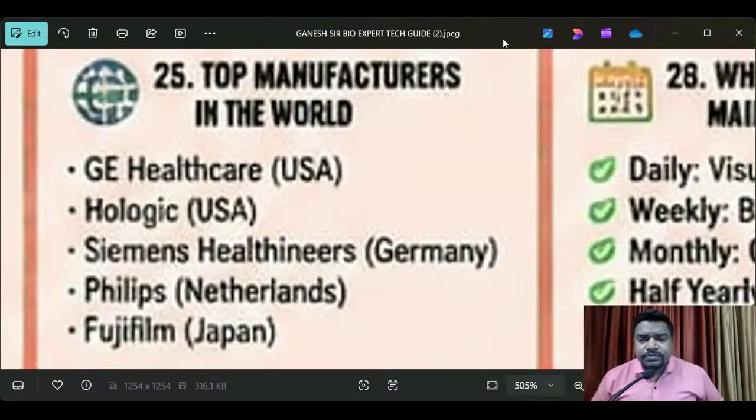Now see here, top manufacturers of mammography equipment in the world: GE Healthcare, USA; Hologic, USA; Siemens Healthineers, Germany; Philips, Netherlands; and Fujifilm, Japan. These are multiple brands and top-level companies leading the global market. I have worked with GE Healthcare, Philips and Fujifilm, and I also had Siemens in one hospital.